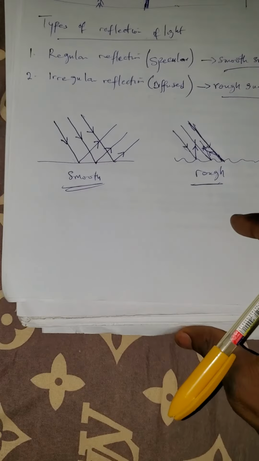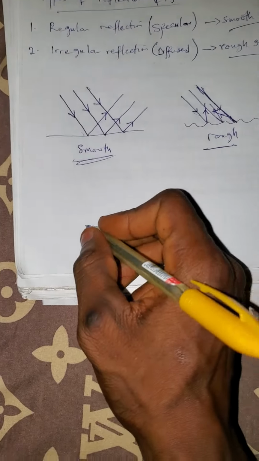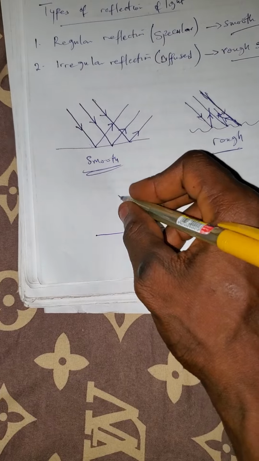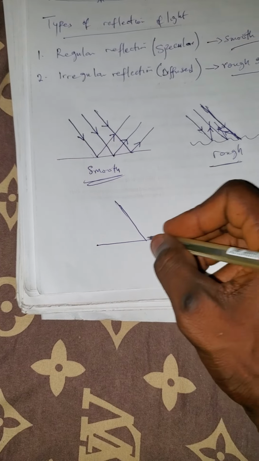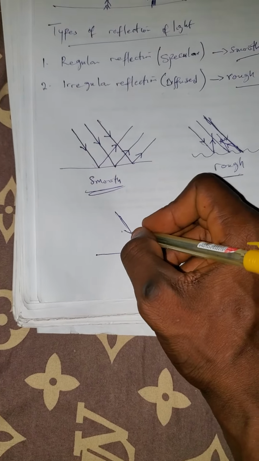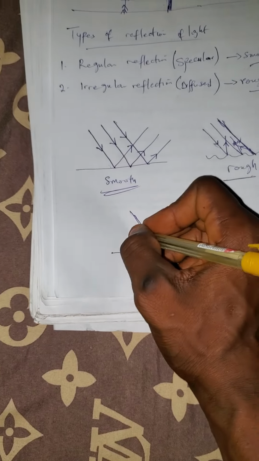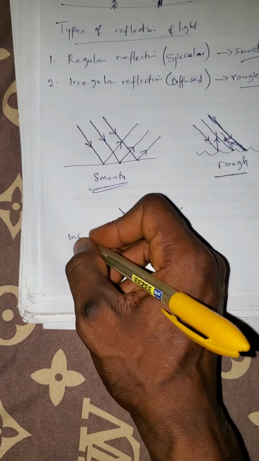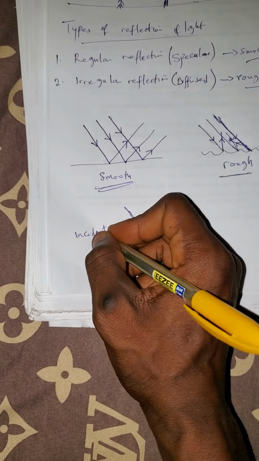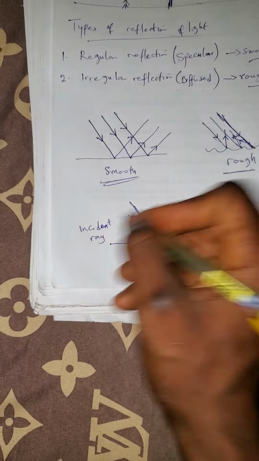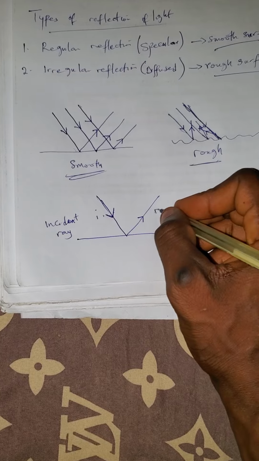Now, when you are talking about reflection, it is like this. I told you, the incident ray like this is I. There's the incident ray, and there will be a reflected ray like this.